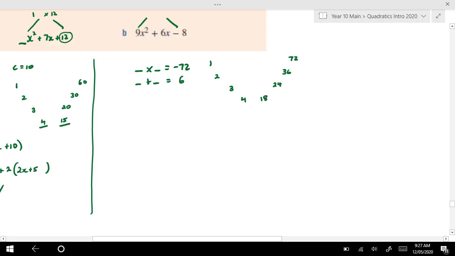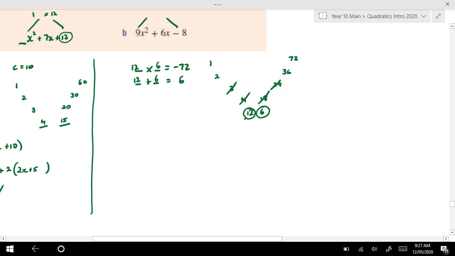4 times 18. And also 12 times 6 would also give us 72. So I'm guessing that there's no way you can add and subtract these to get 6. So in actual fact, we're looking at 12 and 6. Now, of course, I could put a 12 here and a 6 here, but that's not going to give us a negative value. So one of these has to be negative. Well, which one is it?